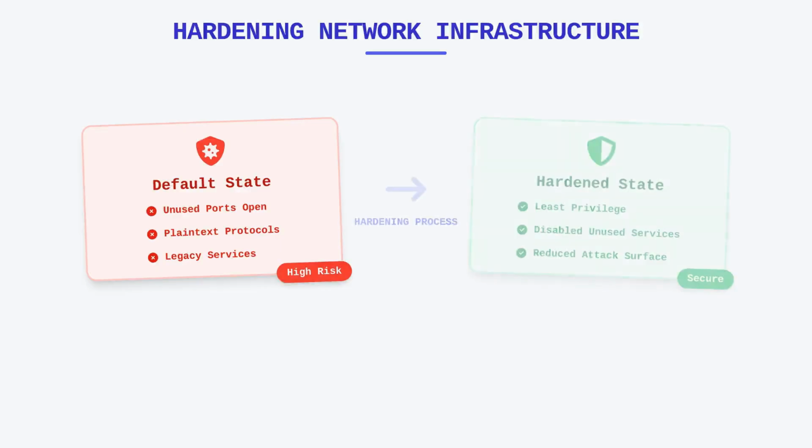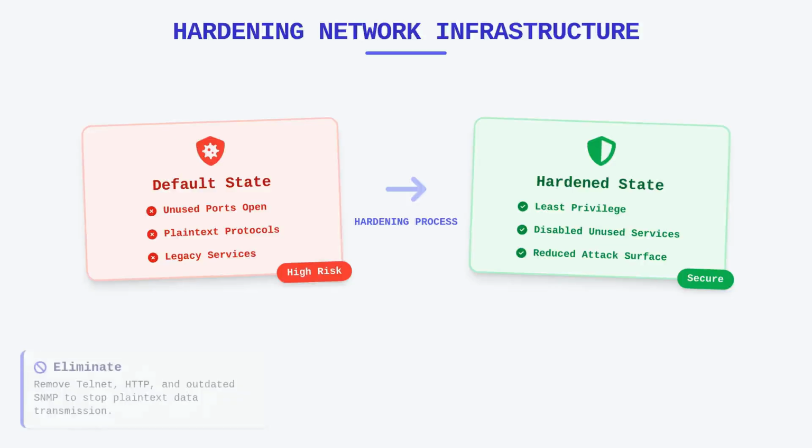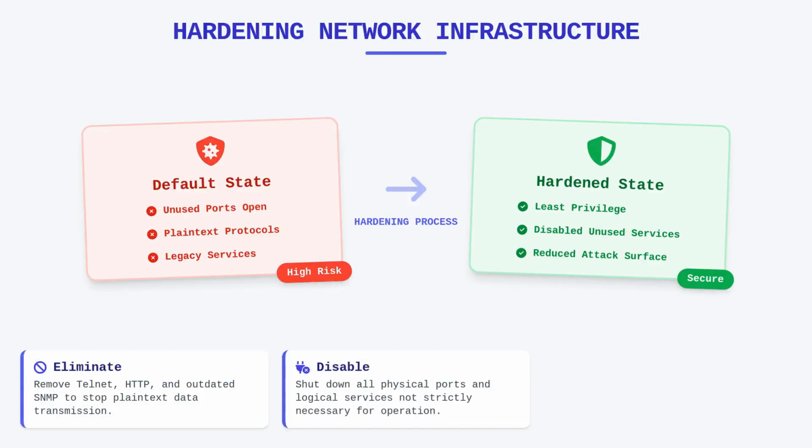Many devices come pre-configured with legacy protocols like Telnet, HTTP, or outdated versions of SNMP, all of which transmit data in plain text. By stripping away these unnecessary services, you reduce the attack surface significantly, leaving attackers with fewer vectors to exploit. It is a systematic process of simplification that makes the remaining configuration easier to audit and secure.